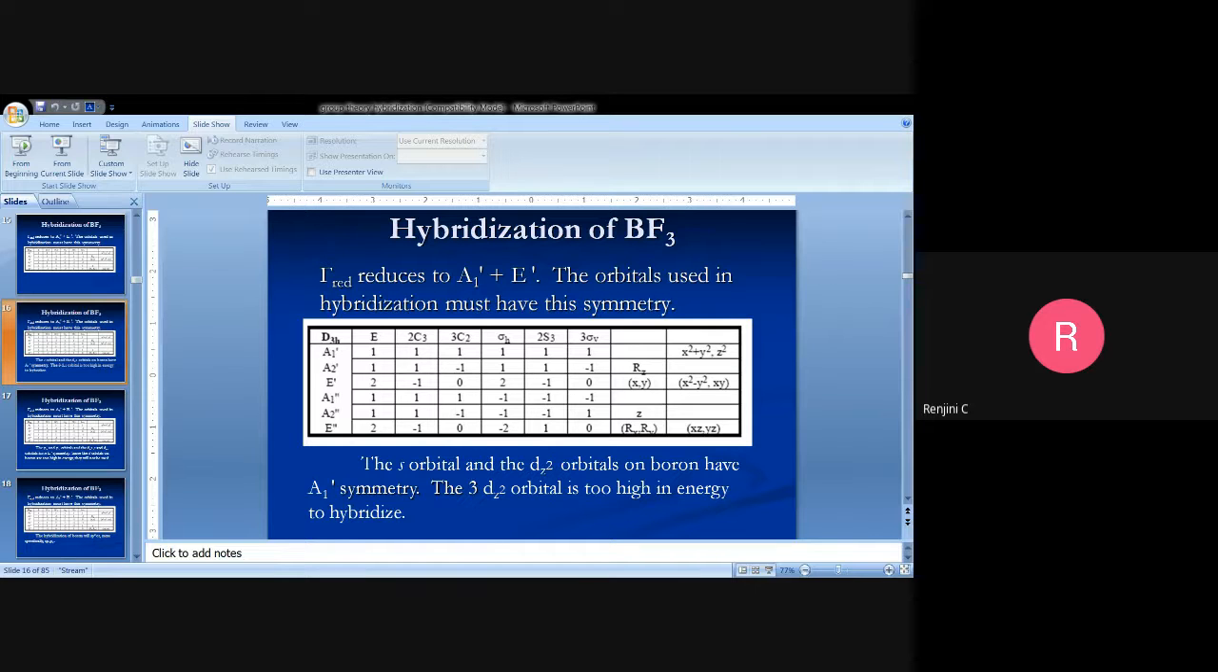And here we have the BF3 molecule, and the boron atom in its valence shell has p orbitals. And we can see that the dx square minus y square and dxy orbitals are too high in energy to hybridize. So here the hybridization of boron in BF3 molecule will be sp2 with trigonal planar geometry and bond angle 120 degree. Thank you.